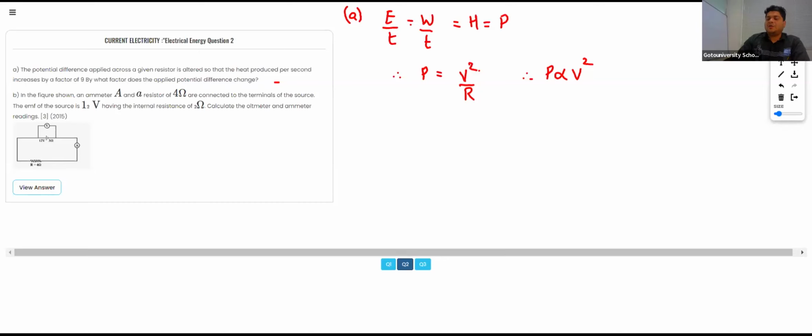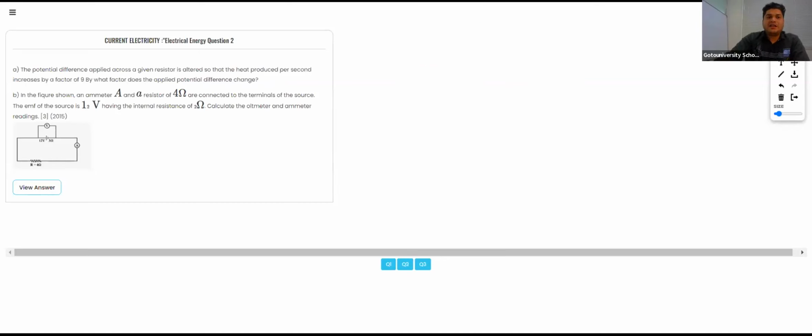Once more, see what is there in the question. I'll repeat the question. Just understand the things. In this question, the potential difference is altered so that heat produced per second increases by a factor. Heat is nothing but your energy. Per second means per unit time. Energy per second can also be written as work done per unit time. What is work done per unit time? Work done per unit time is nothing but your power.